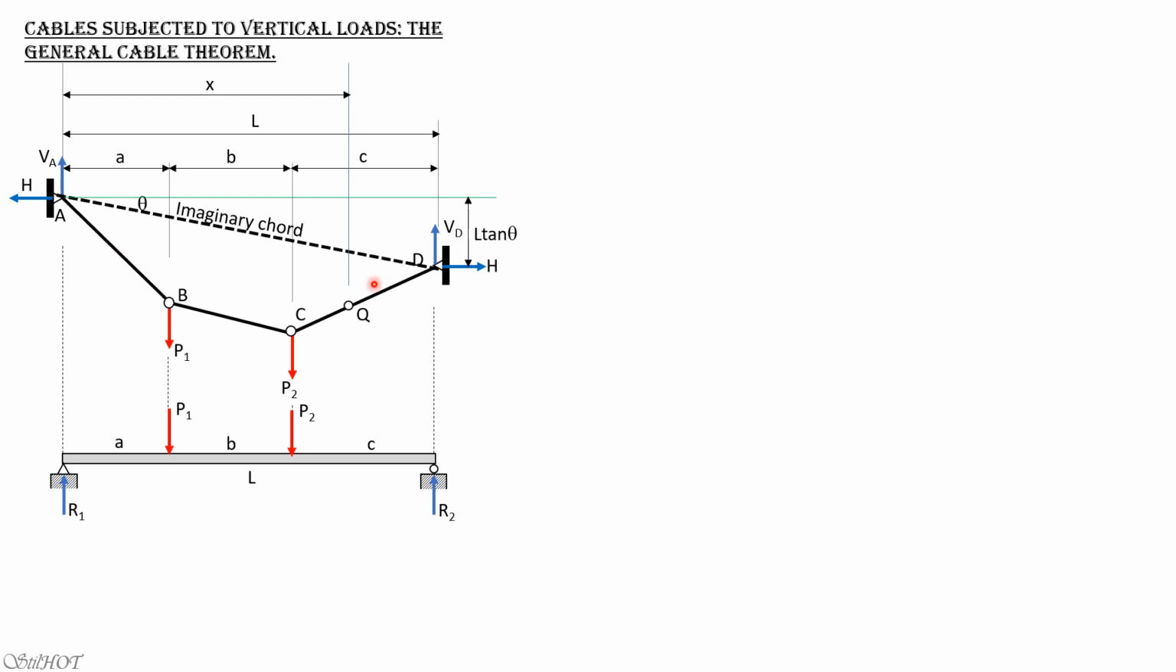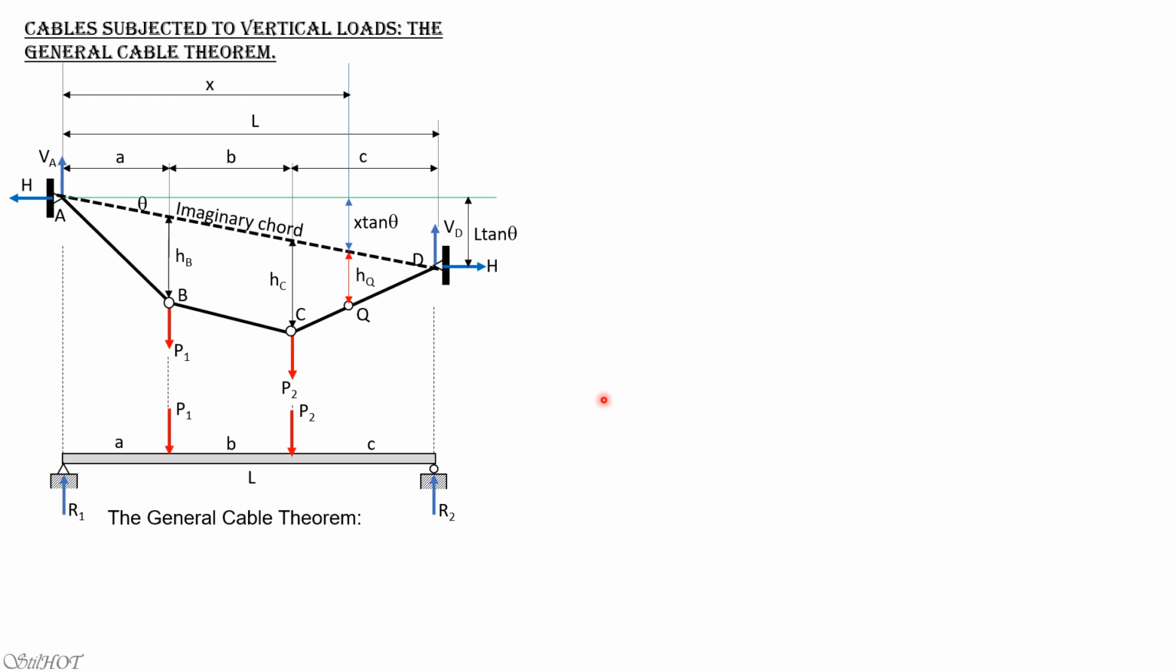So for the general cable theorem principle, let's continue. So we have a point Q here, any point on the cable, then the distance from point A is x. So this distance would be x tangent theta, the distance from the horizontal line to the imaginary chord. So that is x tangent theta, and we will call this distance, the distance of any point on the cable to the imaginary chord, h sub q. Then this is h sub b, and this is h sub c.